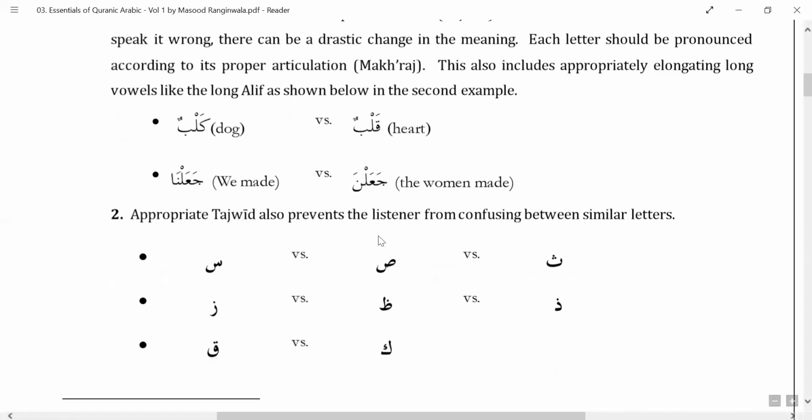Now, by knowing tajweed, you will also come to know the difference between seen, sad, and tha. Like you would ask, how do I know that? What is the sound of sad? What is the sound of seen? What is the sound of tha? This you will come to know by studying tajweed. There is difference between all these three alphabets. Even these dhal, dha, and za. Za, dha, and dhal. All these three also have a difference in the sound. Same thing with qaf and kaf, which we just saw. That also has a difference.